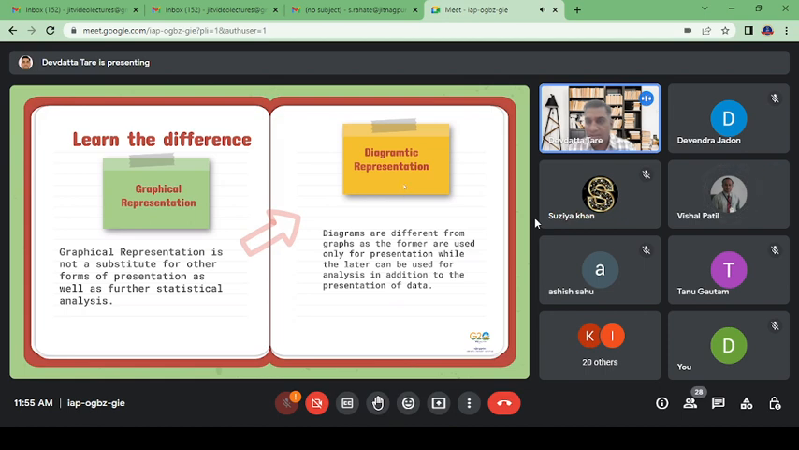Someone's mic is on, I guess. Mr. Vishal Patil, sir, if you can please mute. Yeah, thank you, sir.